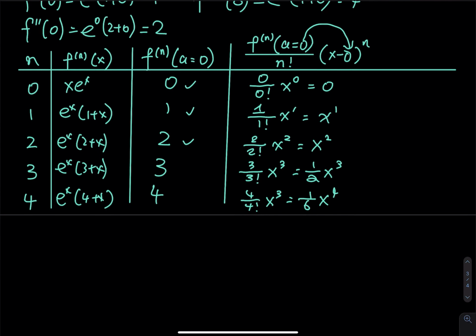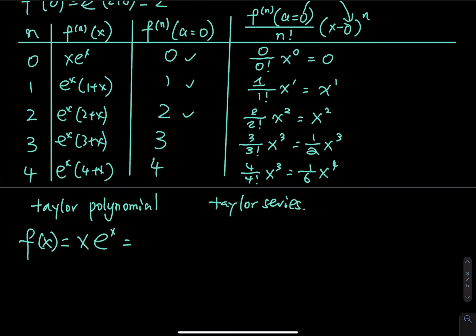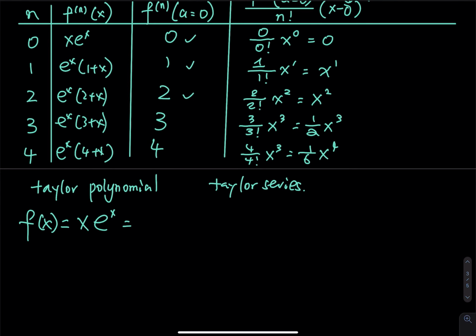And then you have to use this table to give me a Taylor polynomial and a Taylor series. Alright, so overall, the function is equal to x times e to the x. So what is the Taylor polynomial? How do you represent this using a Taylor polynomial? That is 0 plus x to the first, plus x squared, plus 1/2 x to the third, plus 1/6 x to the fourth.